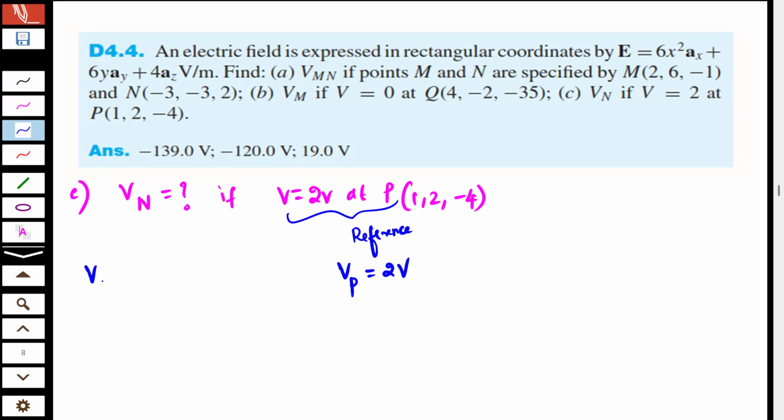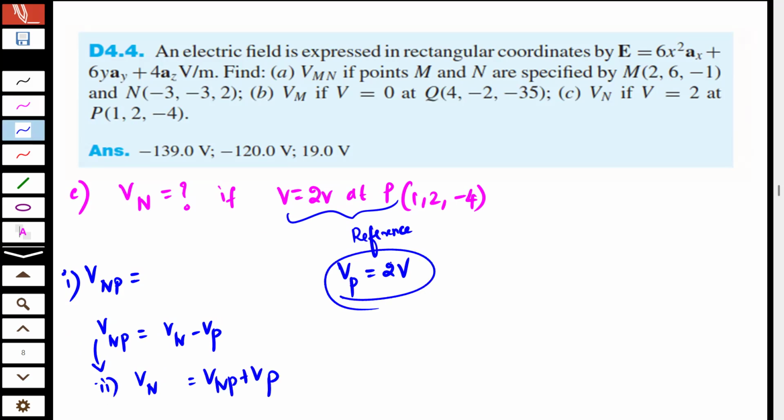So we should find VNP first. First VNP should be found, and then we know VNP is Vn minus Vp. Thereby Vn can be found from this formula as VNP plus Vp, where Vp is given as 2 volts as per the question. The formula for VNP is minus E vector dot dl vector.